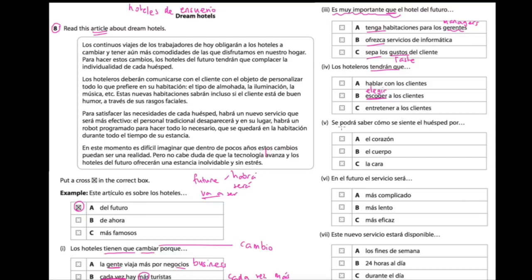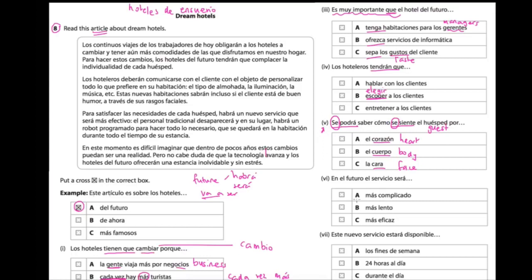Se podrá saber, notice this, se podrá is an impersonal. One will be able to know, quite tricky construction to be honest, cómo se siente el huésped, how the guest is feeling, so this is a reflexive. One will be able to know how the guest is feeling through, or via, or thanks to, el corazón, heart, el cuerpo, the body, la cara, the face. Okay? This is probably one of the trickier questions here, okay?